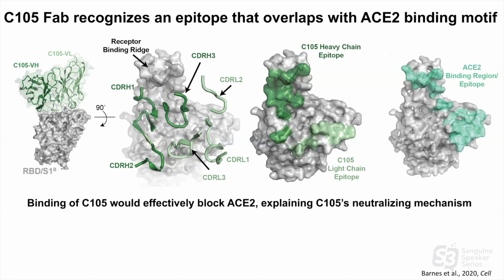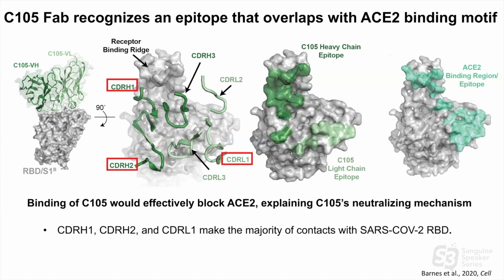So here is a comparison now to the surface recognized on the RBD by ACE2. So you might ask, why does C105 neutralize? The answer is really simple. It just blocks binding to ACE2. But in analyzing this further, it was interesting to us that actually most of the contacts were from CDRH1, CDRH2, and CDRL1, not from the CDR3s. And in fact, if you look at the third over from the left, you'll see a big gap in the center of the epitope where CDRH3 doesn't really do much.